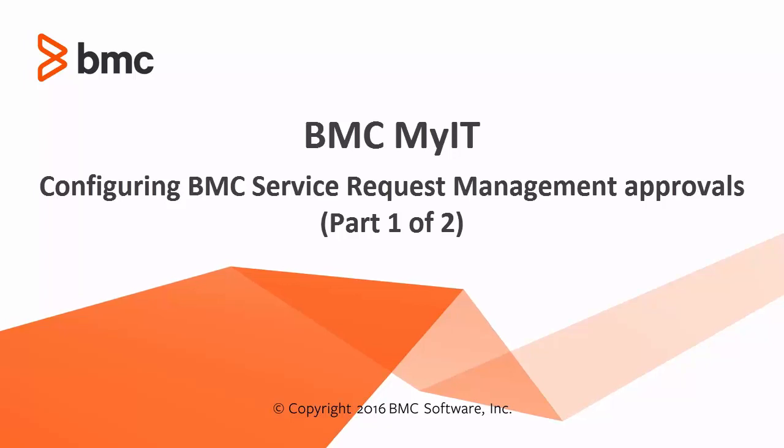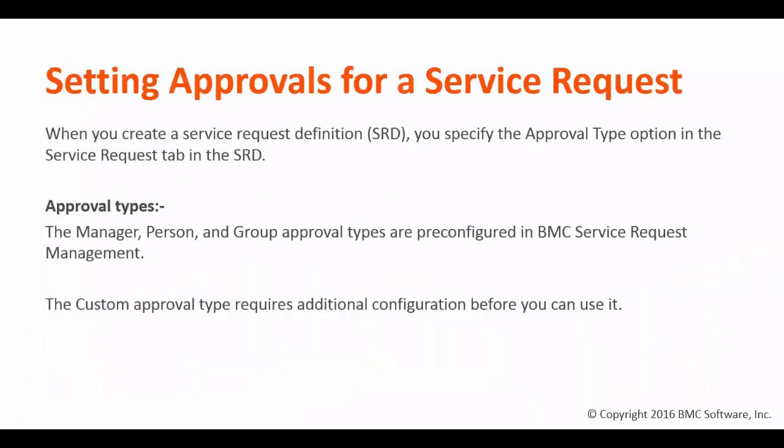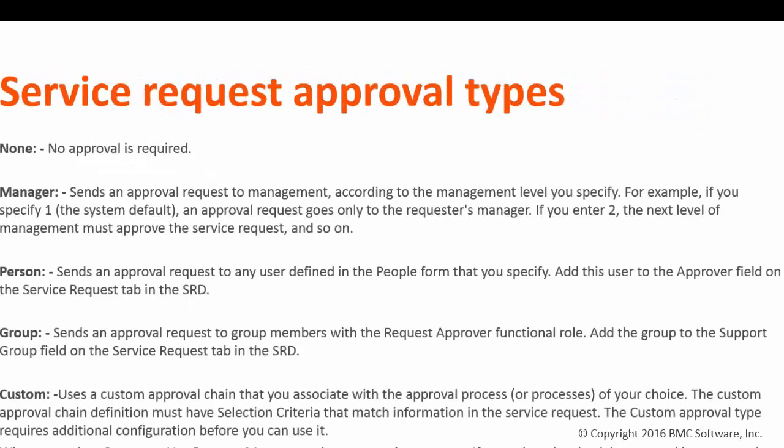This video is going to give you an overview of how to configure SRM approvals and how to view them in MyIT. For every service request definition in SRM, you can specify the approval type. Manager, person and group are the out-of-the-box approvals which are pre-configured in SRM, and you can also define your own custom approval with the use of approval chains and approval mappings.